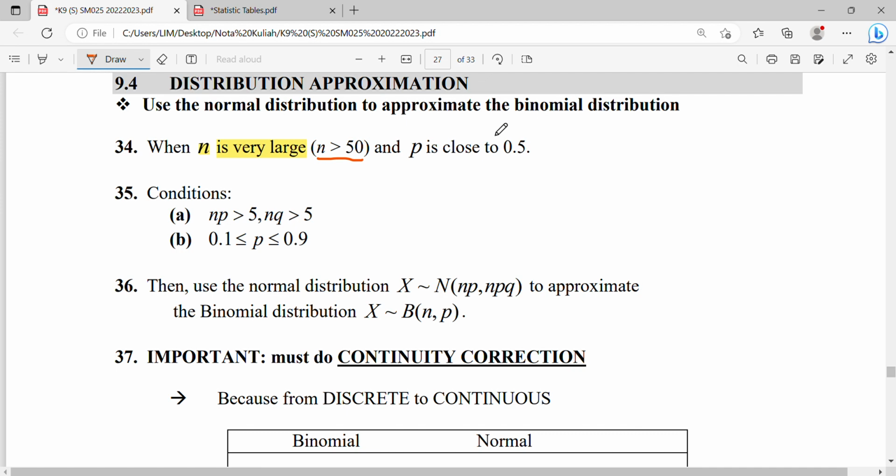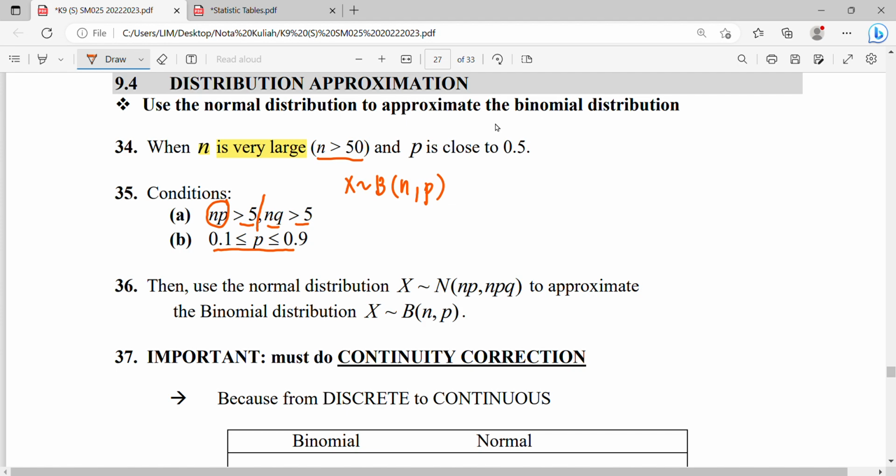Okay, second condition, your mean NP more than 5, or you can find NQ more than 5, either one. If you notice that your mean is more than 5, in that situation also, your binomial is not suitable. You have to change it to normal. So we will use normal distribution untuk menghampiri keadaan itu, to approximate that binomial distribution. And in your syllabus, probability P is in between 0.1 and 0.9.